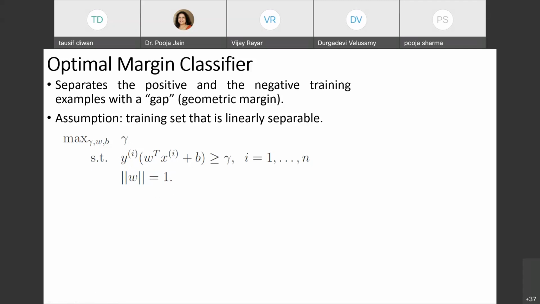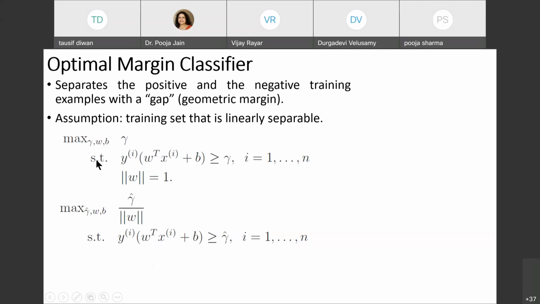See the second alternative. Here we are maximizing once again gamma. See, this entire expression is nothing but gamma. How are gamma and gamma cap related? This gamma is a geometric margin and this is the functional margin. When this functional margin is divided by norm of w, then it is considered as geometric margin. So this expression is exactly the same. By writing this expression, we are just removing this norm of w from the constraint.